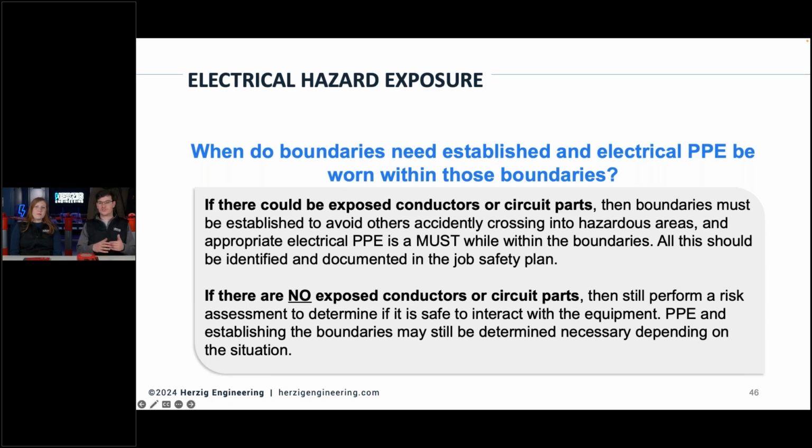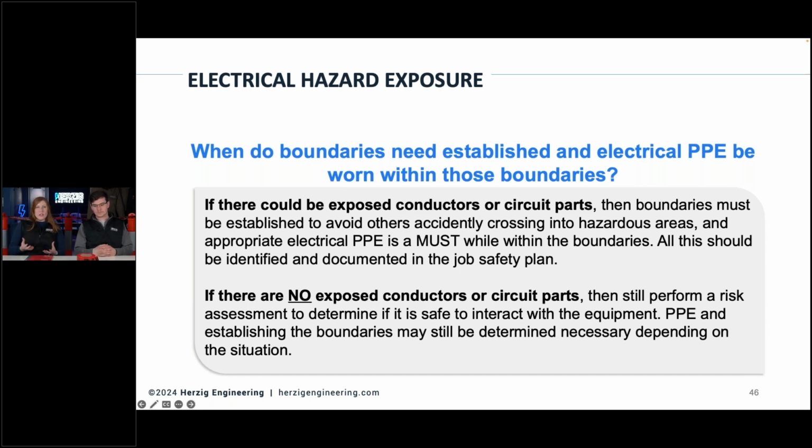Right. If there's no exposed conductor circuit parts, you still want to perform a risk assessment, which will determine if it's safe to interact with the equipment without PPE, but PPE and establishing the boundaries may still be determined necessary depending on the situation. Right. So a common one that I see people starting to apply the PPE and boundaries is simply change of state for those knife style disconnect switches.